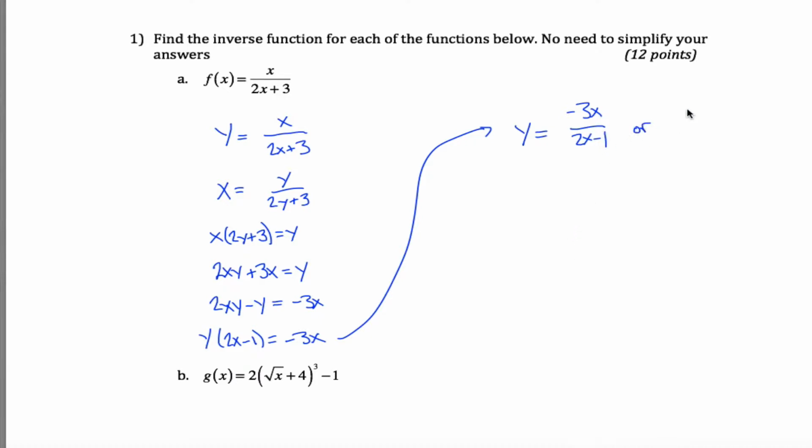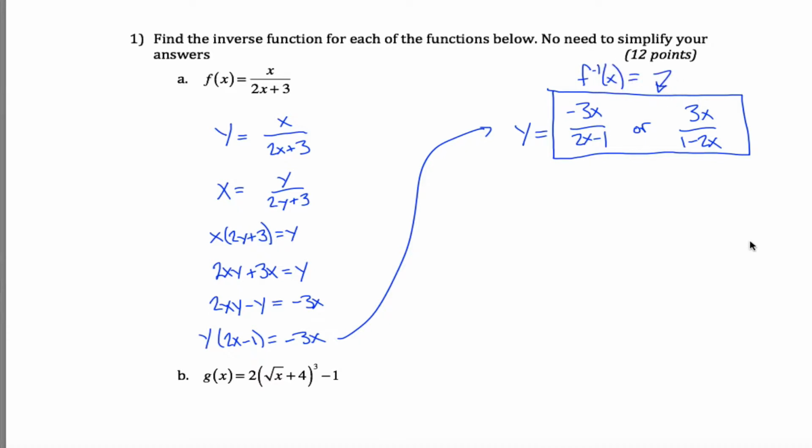Just an FYI, this is equal to 3x over maybe 1 minus 2x. These two things are equivalent. Actually, I don't want to box those. Well, whatever. They're equivalent. All I did is I multiplied the top and the bottom of the fraction by negative 1. I made this positive, and then it made this negative 2x plus 1, which is the same as 1 minus 2x. So either of these work. And really, I probably should have written f inverse of x equals one of those two guys down there.